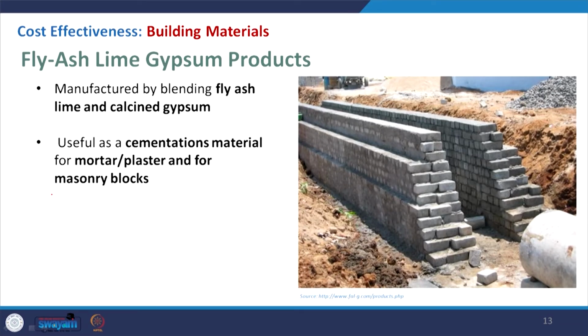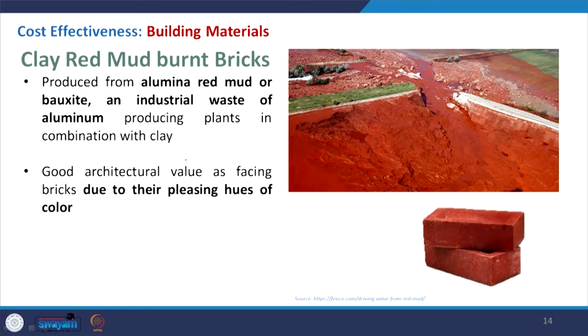Similarly, the fly ash lime gypsum product can be used, that is manufactured by blending fly ash, lime and calcined gypsum. So, it is basically a cementitious material like plaster which can be used to make the joints, etc. Coming to the clay red mud burnt bricks, so alumina red mud or the bauxite waste is being used to get this. Now, the advantage with this prominent red color is, if you really plan well for the external, exposed brickwork construction for a building, that can give a pleasing environment as you can see in this slide.